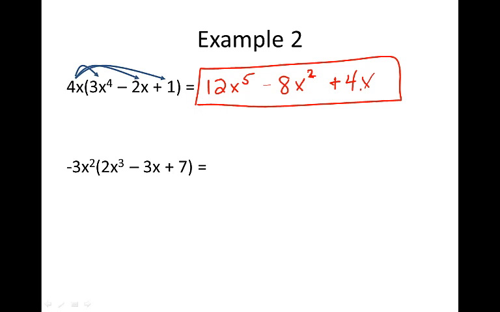How about the next one? So negative 3x squared times 2x cubed minus 3x plus 7. Pause the video here. Make sure you can do this one. All right, welcome back. So negative 3x squared times the 2x cubed would be the negative 6x to the 5th.